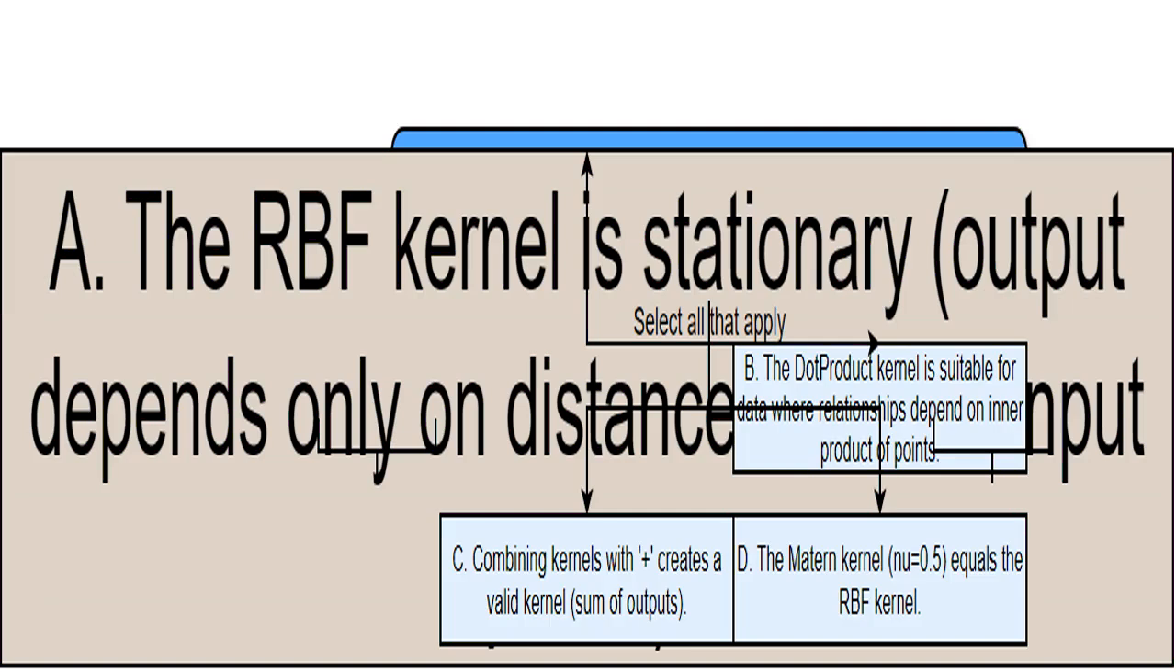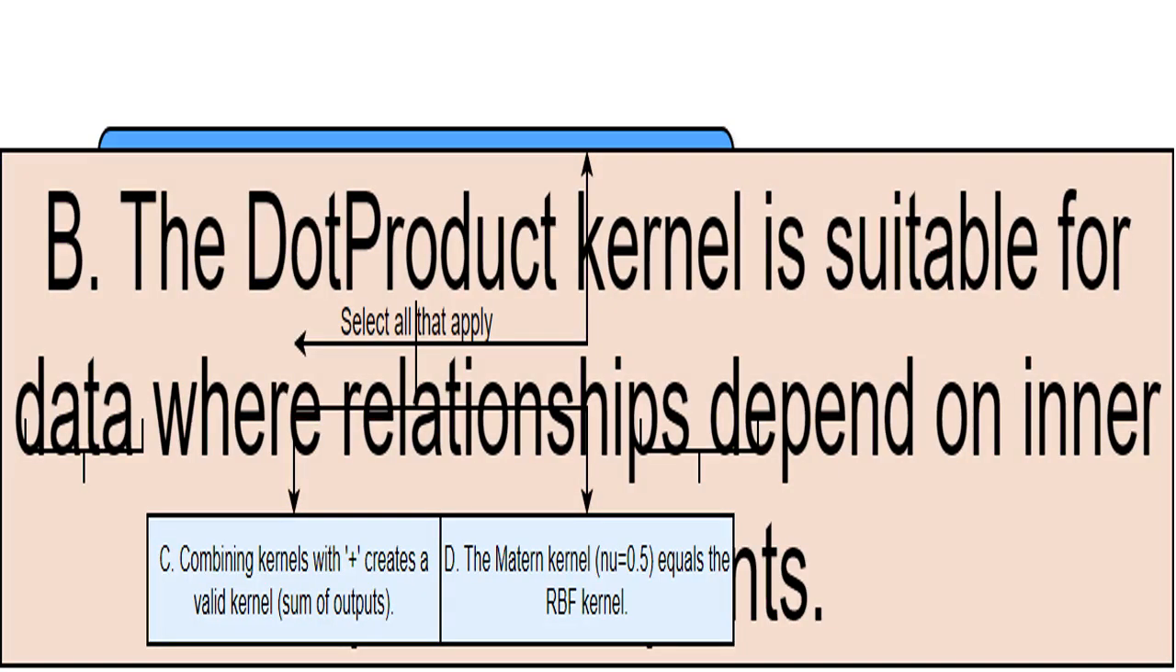The radial basis function, RBF, kernel is a popular choice. It's called stationary because its output only depends on the distance between two data points. Their actual location doesn't matter. The further apart the points are, the less similar they are considered. The dot product kernel focuses on the inner product, a mathematical operation, of data points.